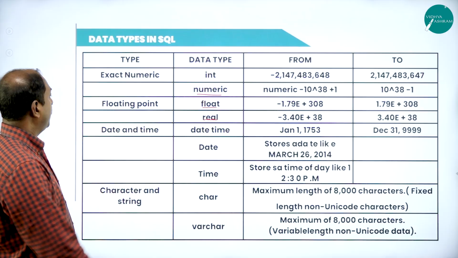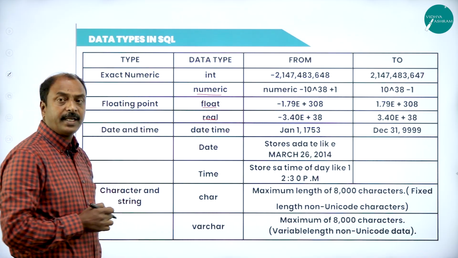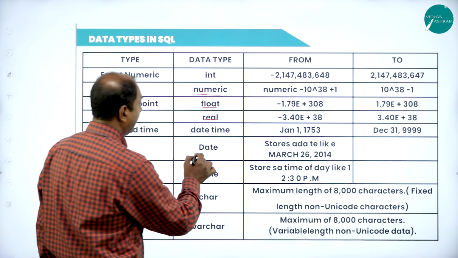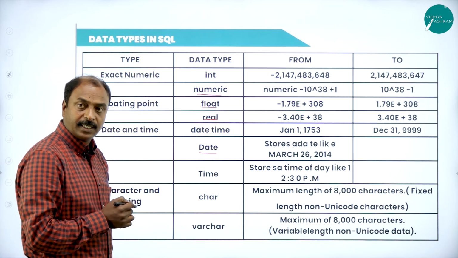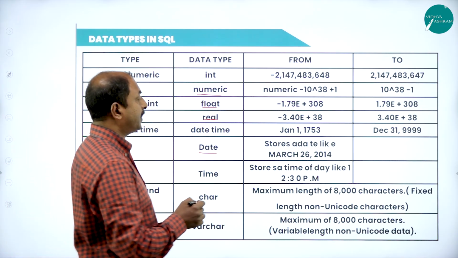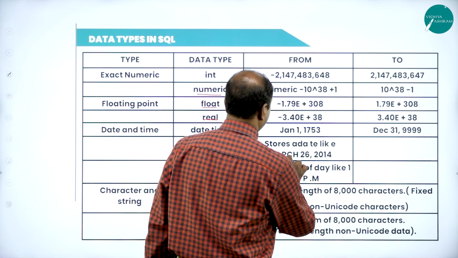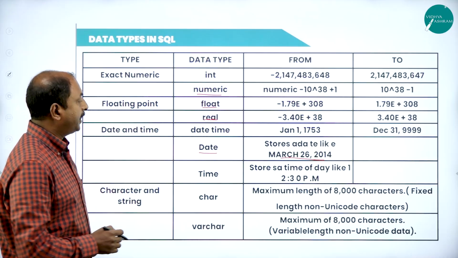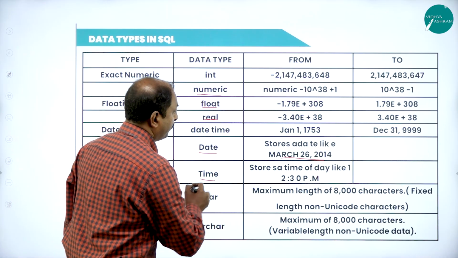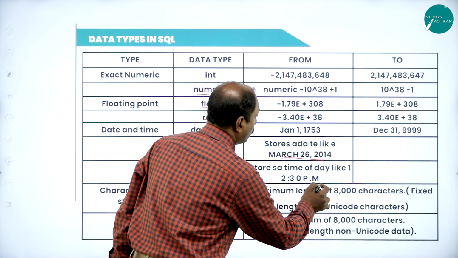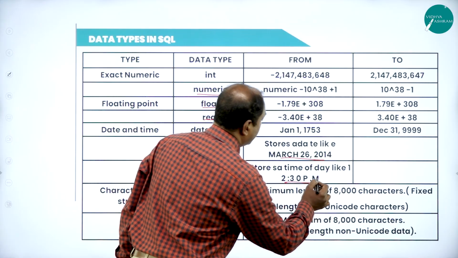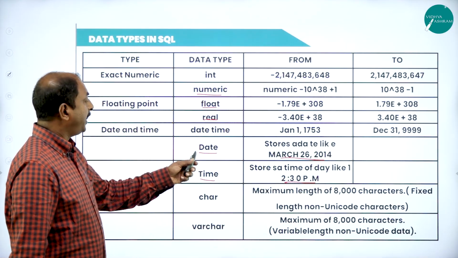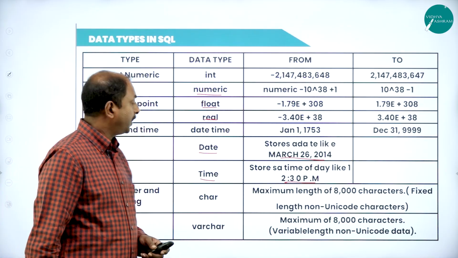And similarly, date and time. For date and time, we have different data types. One is date. Date is a data type and it stores the date, for example, this is an example, it stores the value in this format. And time is a time data type. It is used to store the time in this order or in this format. So date and time are the two data types.